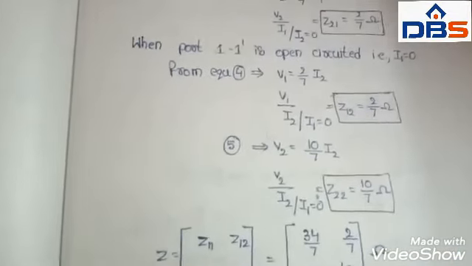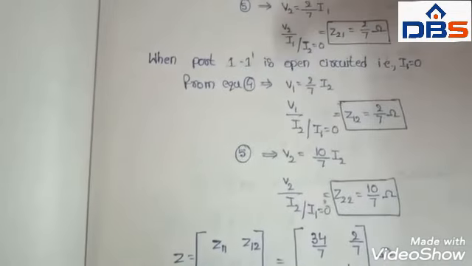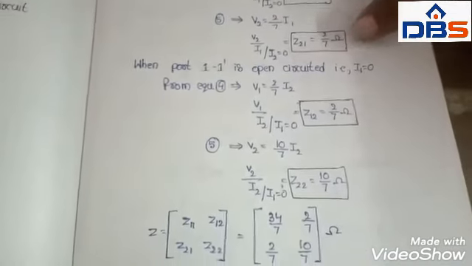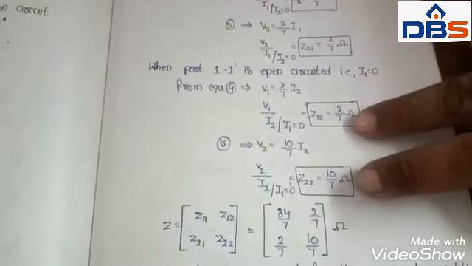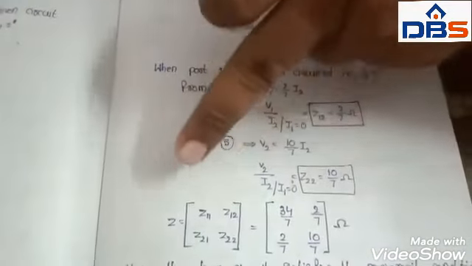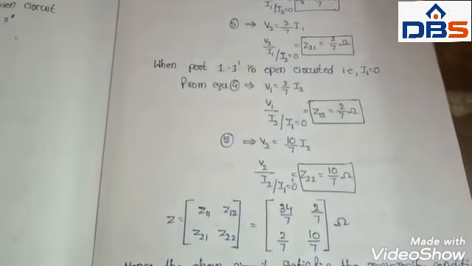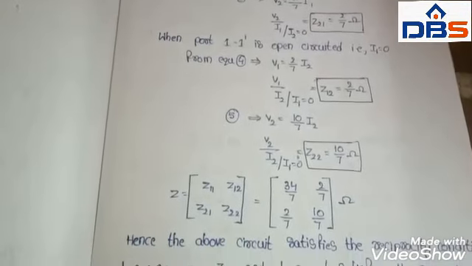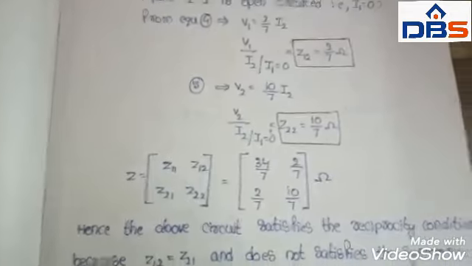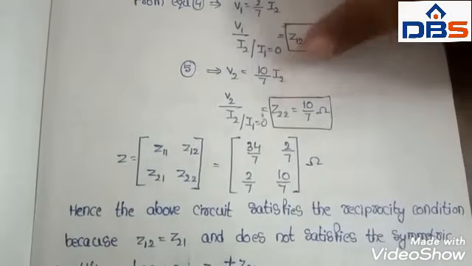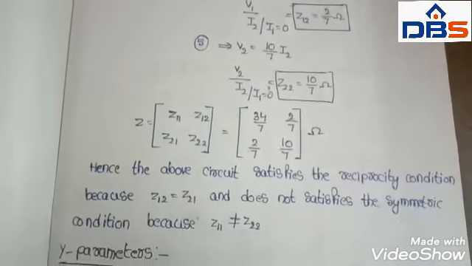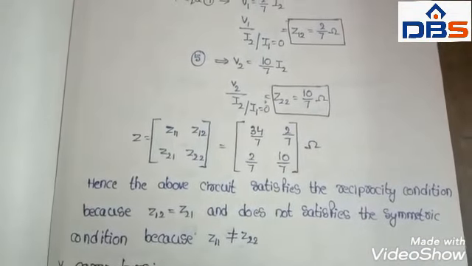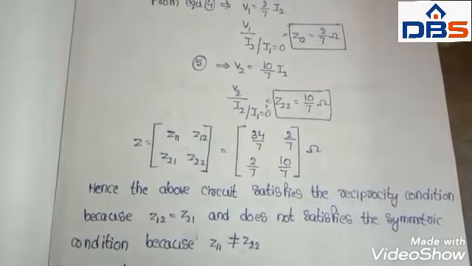To find the Z parameters, when port 2 dash is open circuited, these two parameters are available. When port 1 dash is open circuited, these two parameters are available. So totally Z is equal to Z11, Z12, Z21, Z22: 34 by 7, 2 by 7, 2 by 7, 10 by 7. It is not symmetric, but it is reciprocal because Z12 equal to Z21. That's why the reciprocity condition is satisfied.